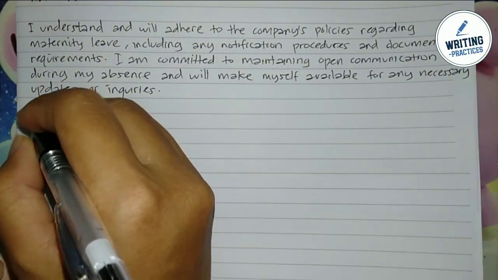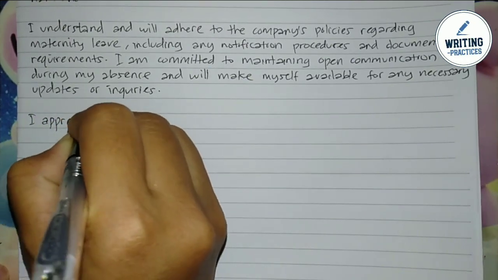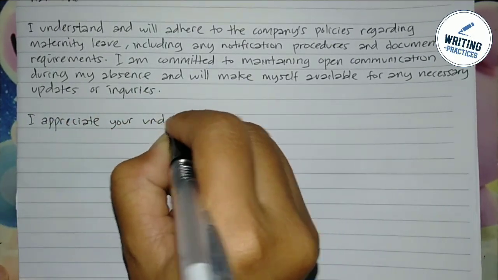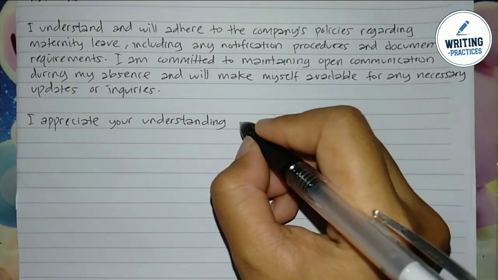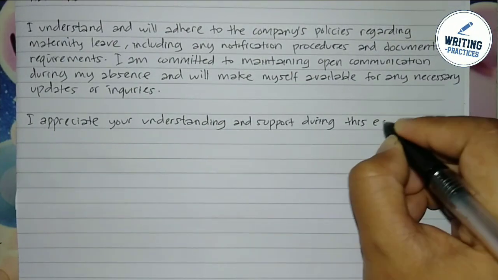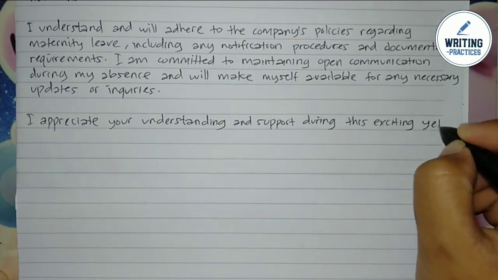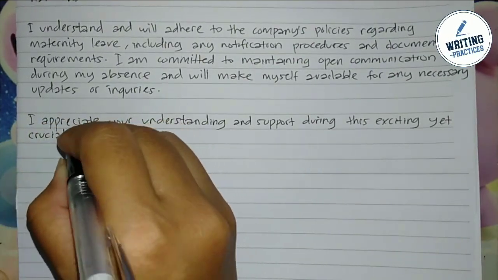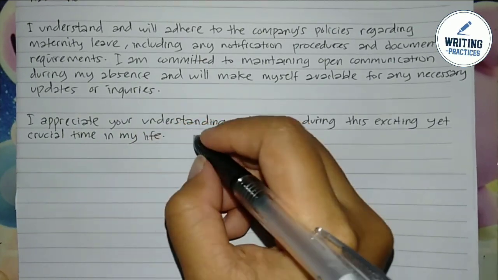In the fifth paragraph, this is where you show appreciation. Express gratitude for understanding and support during this crucial time. And here is the example. "I appreciate your understanding and support during this exciting yet crucial time in my life." Sure, you can modify it with your own language.